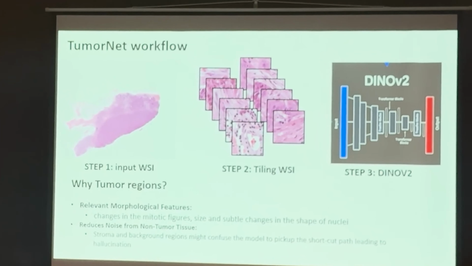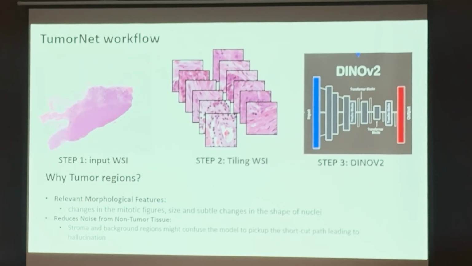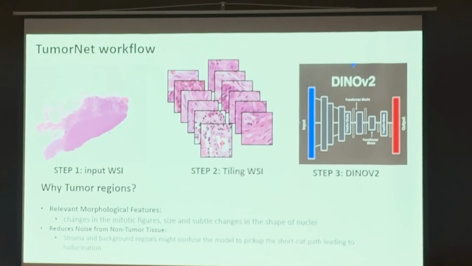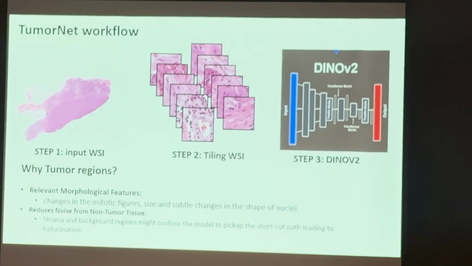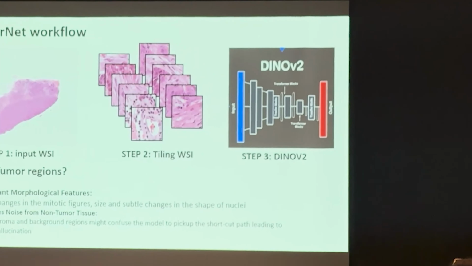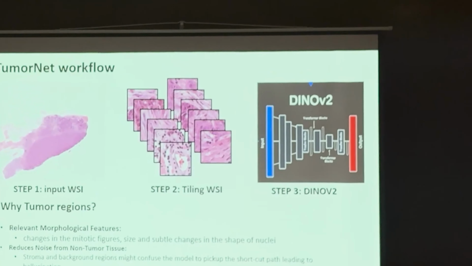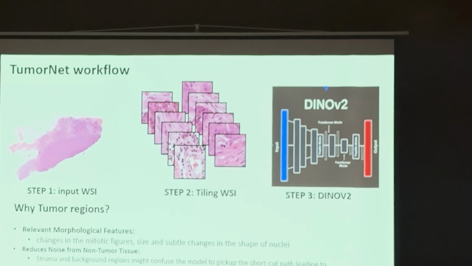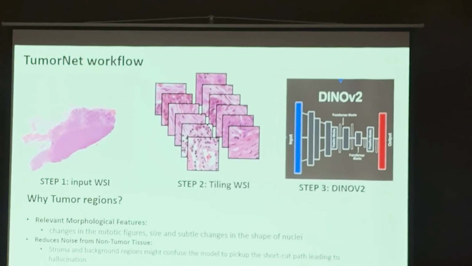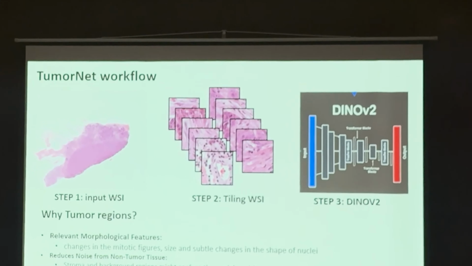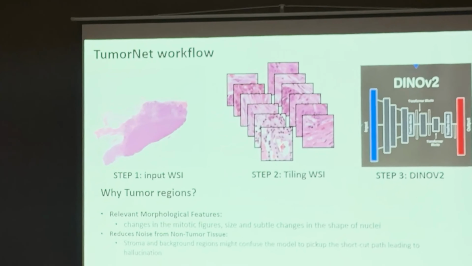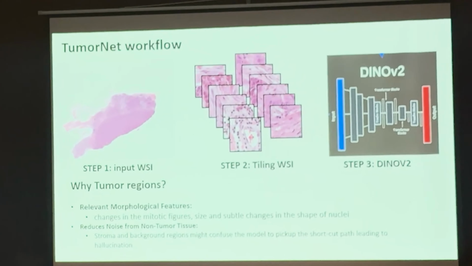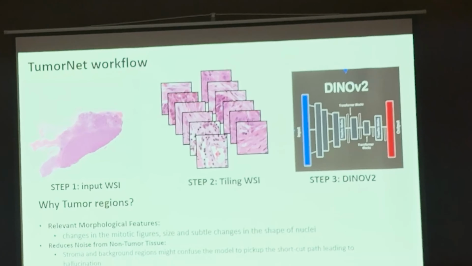There's a little bit of a story on why only tumor regions: we wanted to understand subtle changes in the mitotic figures, the shape and size of the nuclei, which might not be so relevant to a pathologist looking through a microscope. So we gave that to an AI to look at whether small changes could differentiate between HRD and non-HRD.